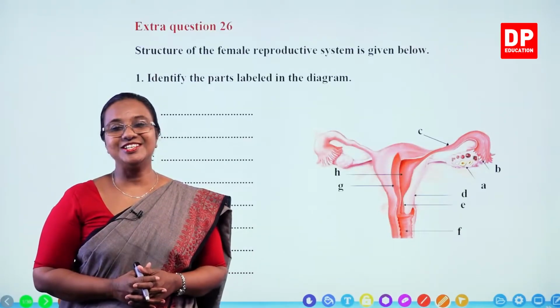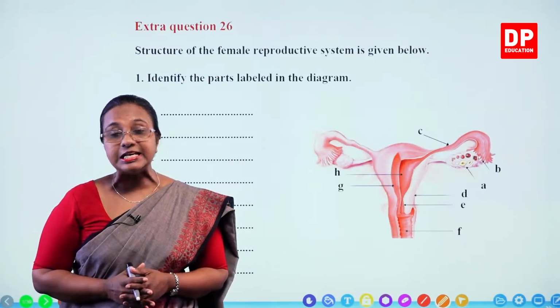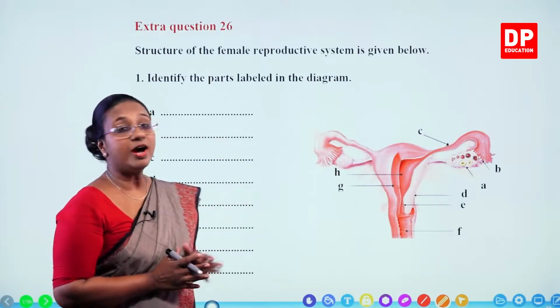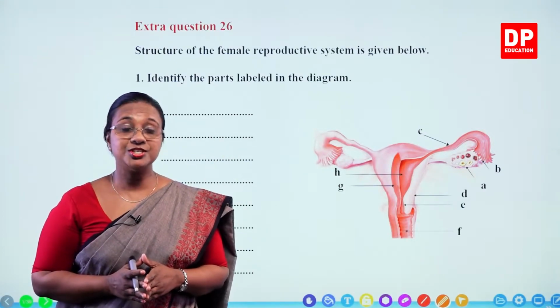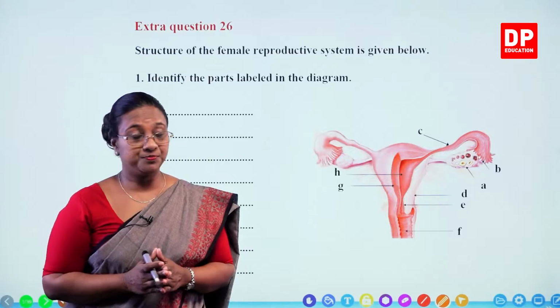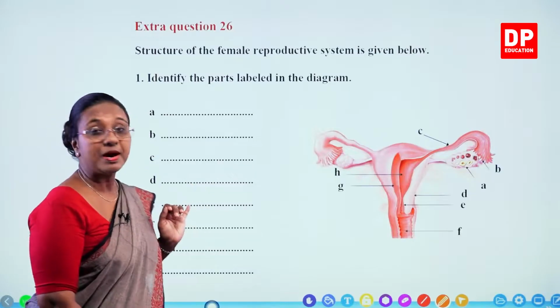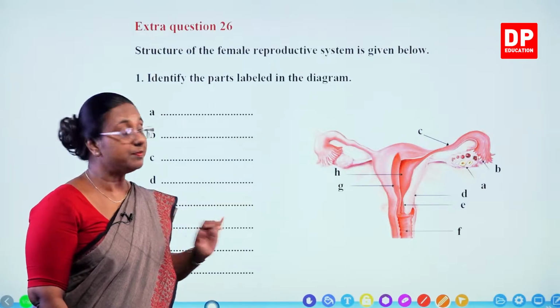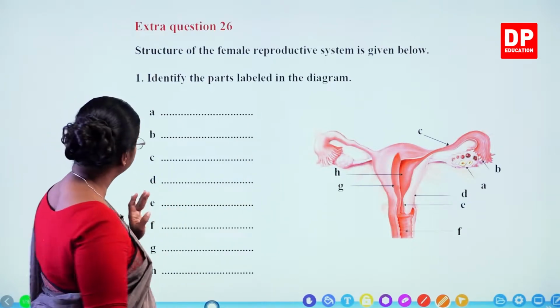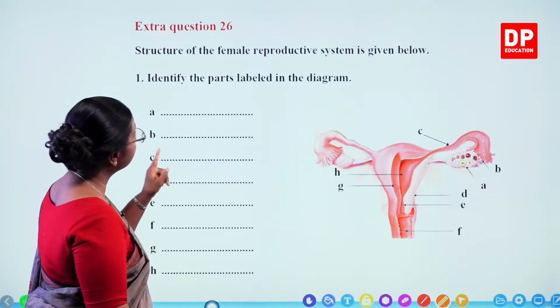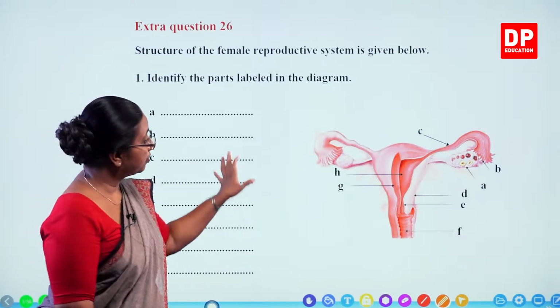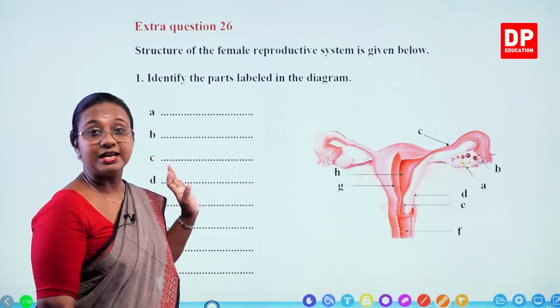Hello my dear students. So I am going to continue with the extra questions and now we will be discussing some extra questions on reproduction of man. Extra question 26. Structure of the female reproductive system is given below. So you all know the parts of the female reproductive system and the structure is given here. Identify the parts labeled in the diagram. So parts are labeled there, you all can identify them.